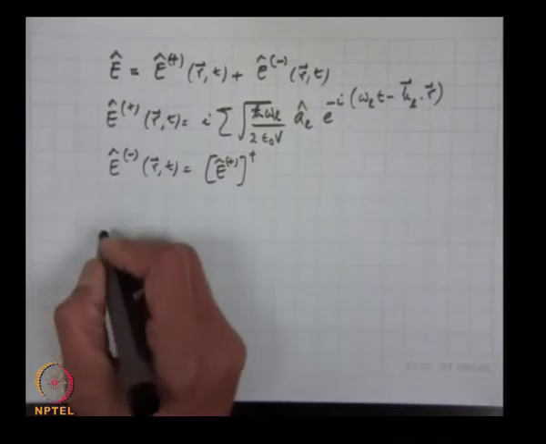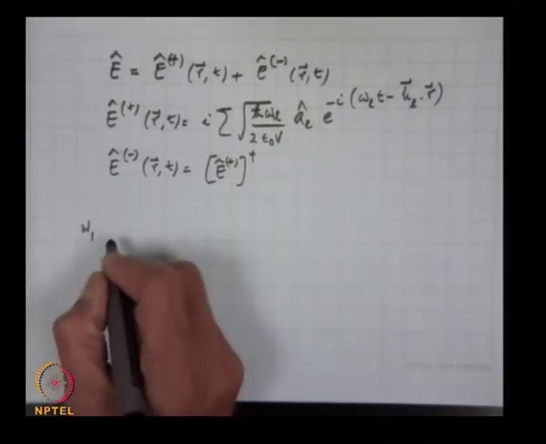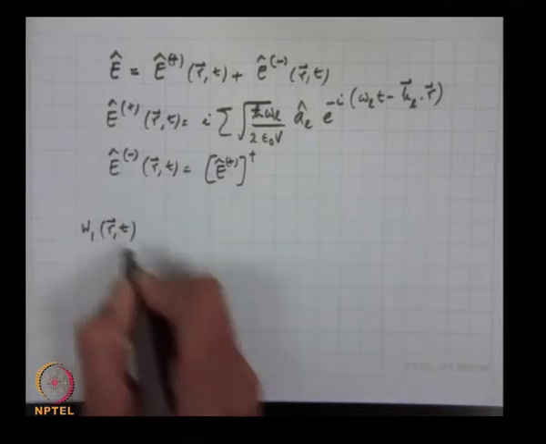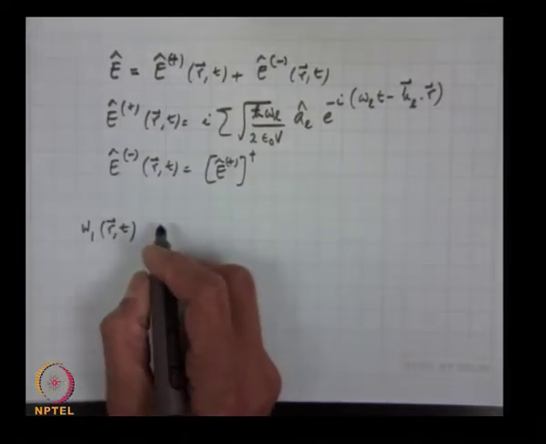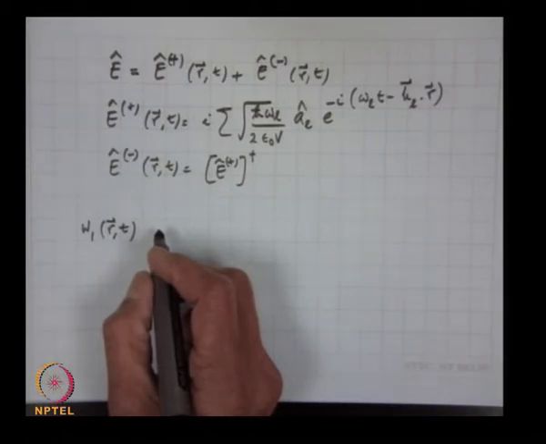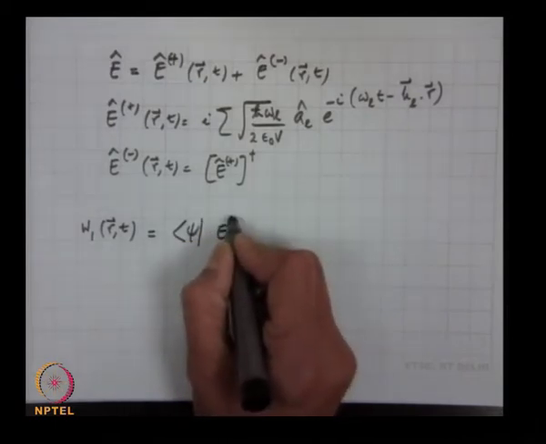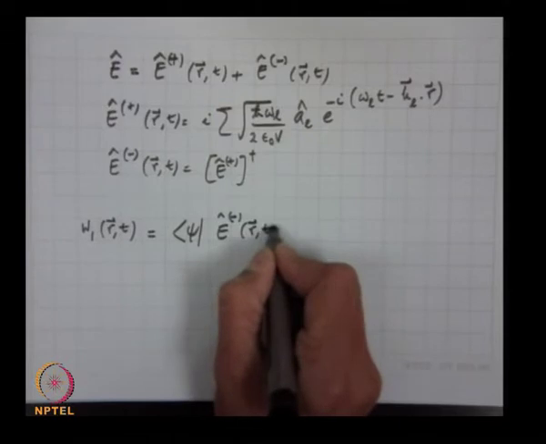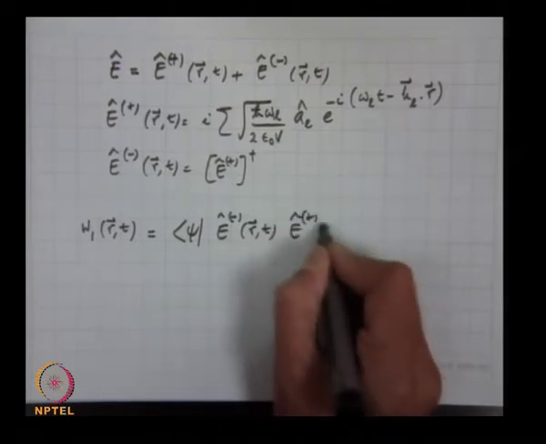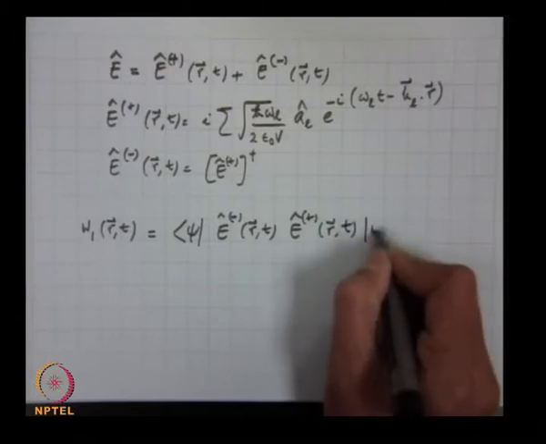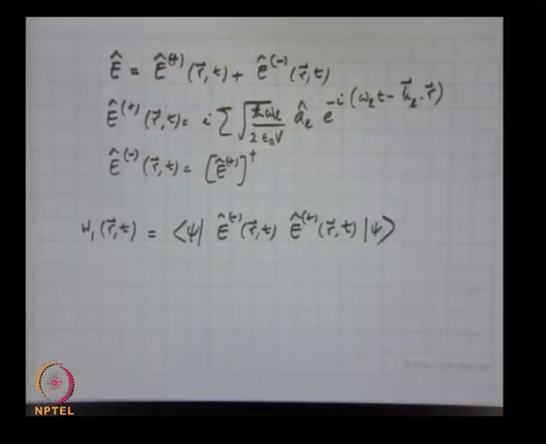And we define the photoionization probability at a point r between times t and t plus dt as proportional to this quantity, where this is defined as the expectation value of E minus(r,t) E plus(r,t) in the state psi. So for a given state of the field represented by ket psi, the probability that you will observe a photoionization is given by the expectation value of this quantity.